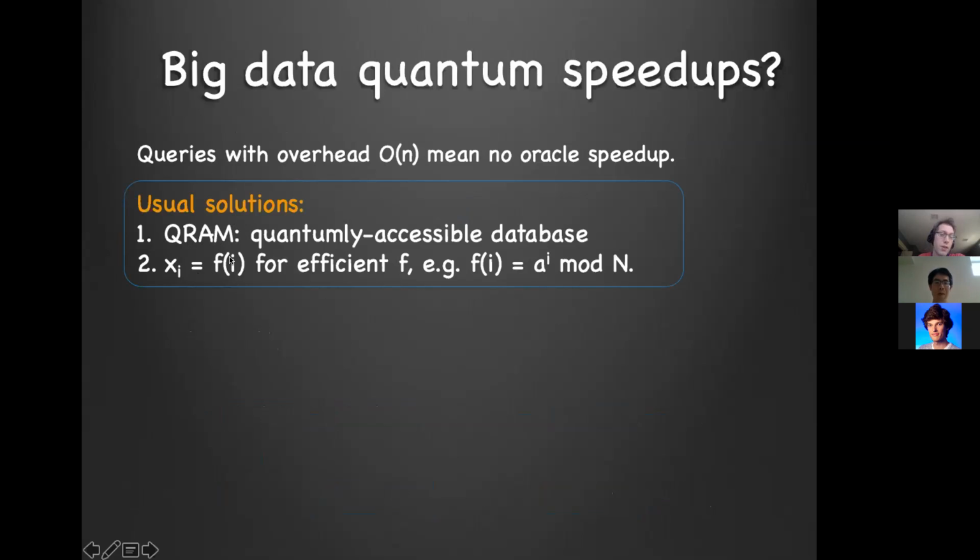The other one is you say, well, I just need to come up with a really clever choice of function f. So if my string x1 through xn is not an arbitrary string, but it's the output of some efficiently computable function, like let's say f of i is a to the i mod n. That was Shor's idea in coming up with Shor's algorithm. Brilliant idea. You feed that into period finding, and you can factor the number, and that's great.